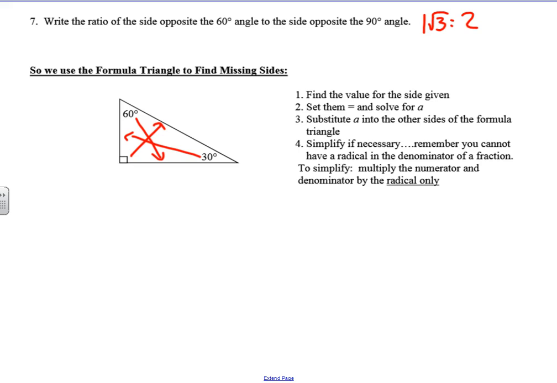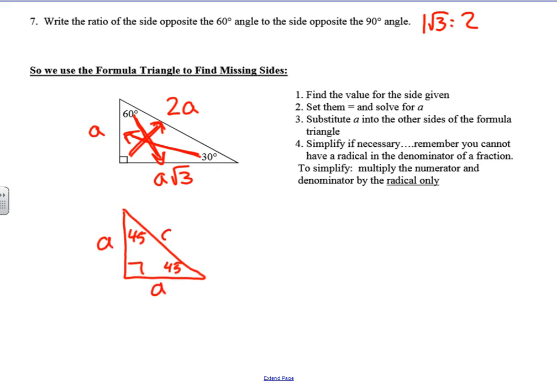In a 45, 45, 90 triangle, it's a, a, a radical 2. When it's 30, it's a, 90, 2a, 60, what's that? It's a radical 3. When it's 30, it's a, 90, 2a, 60, what's that? It's a radical 3.